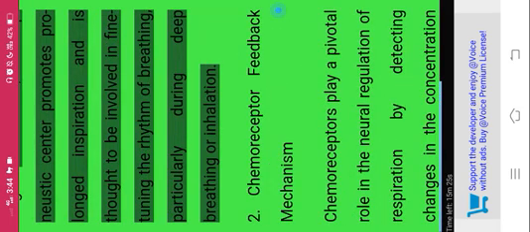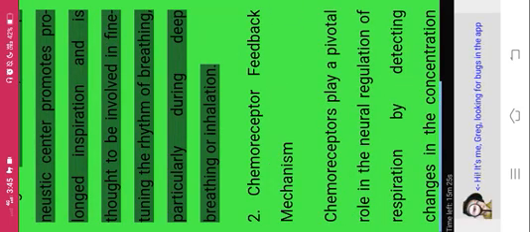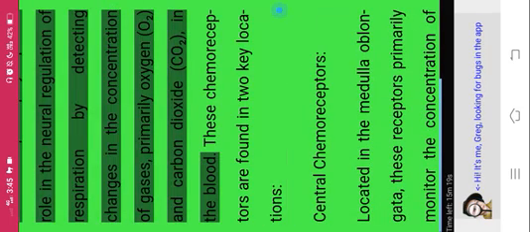In contrast, the apneustic center promotes prolonged inspiration and is thought to be involved in fine-tuning the rhythm of breathing, particularly during deep breathing or inhalation. 2. Chemoreceptor feedback mechanism. Chemoreceptors play a pivotal role in the neural regulation of respiration by detecting changes in the concentration of gases, primarily oxygen (O2) and carbon dioxide (CO2), in the blood.